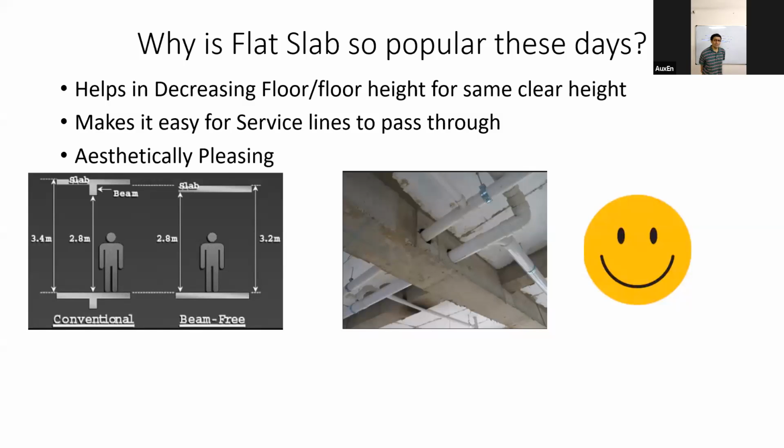So according to me, a very good place would be somewhere in the mid span of the beam, where your shear forces are also very low, almost zero, and your bending moment is sagging.